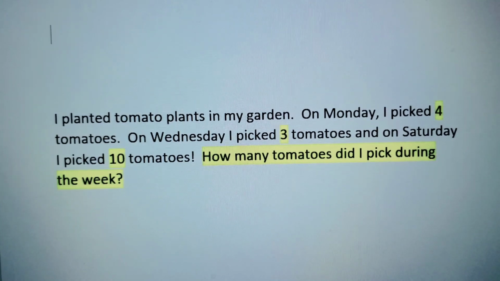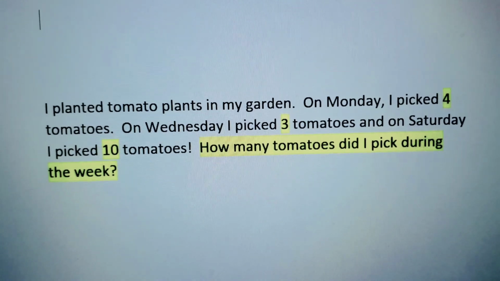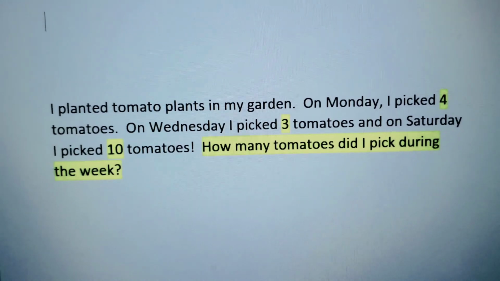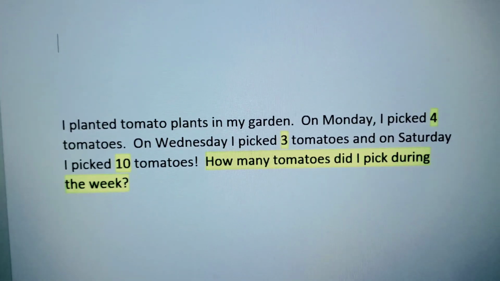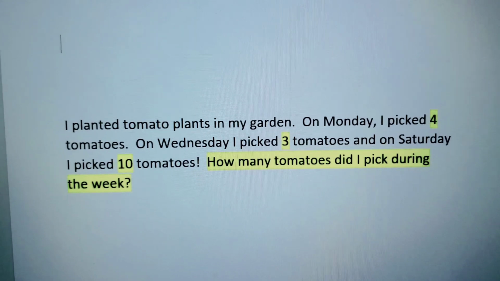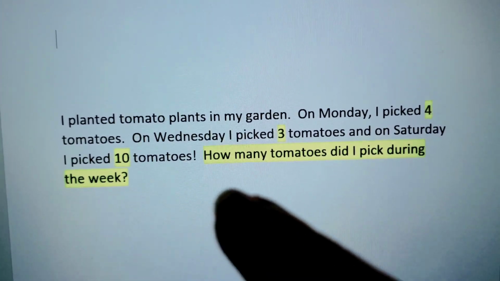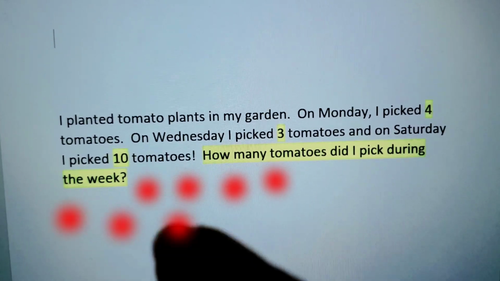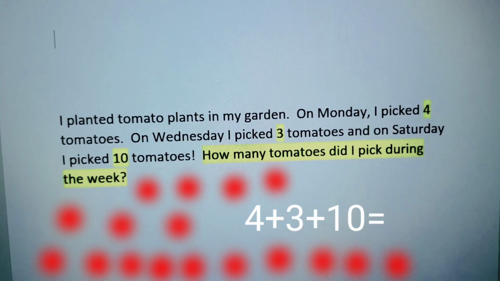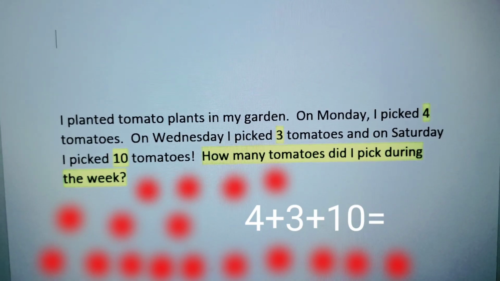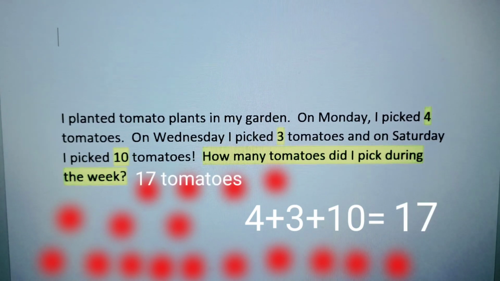And then on Saturday you pick 10. So this is like a 3-step problem because there's 3 numbers to add. You can start with the big number, 10 plus 3 is 13, then add 4 more. 17. You could draw 4 tomatoes, 3 tomatoes, and then 10 tomatoes, and write an equation with 3 numbers. So the answer is 17.